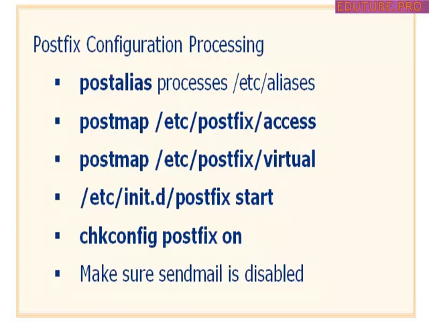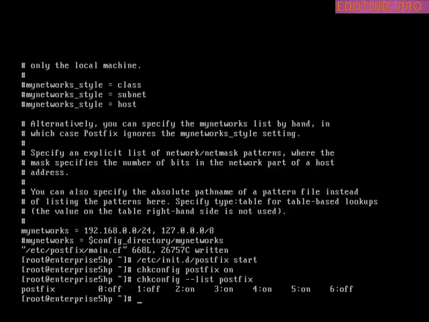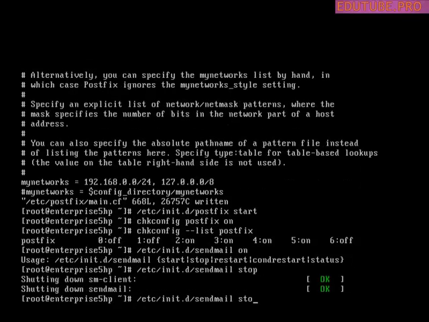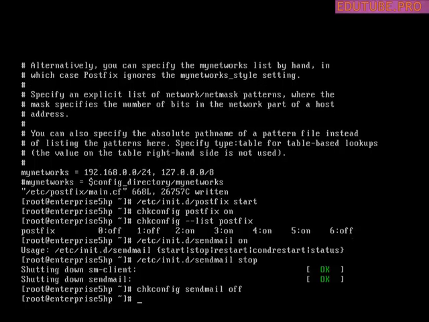But almost as important, I also need to make sure that SendMail is disabled, because both services can't work at the same time. I turn off the SendMail service, and I make sure SendMail does not start the next time I boot Linux. There we go.